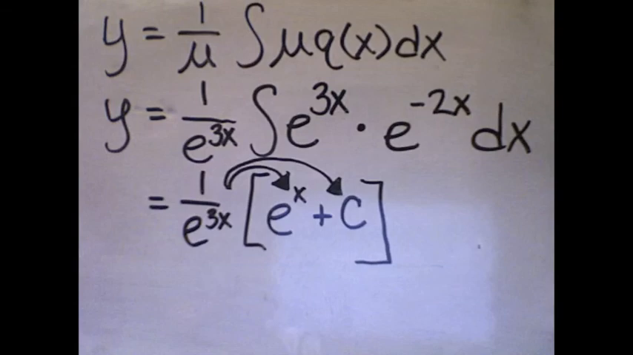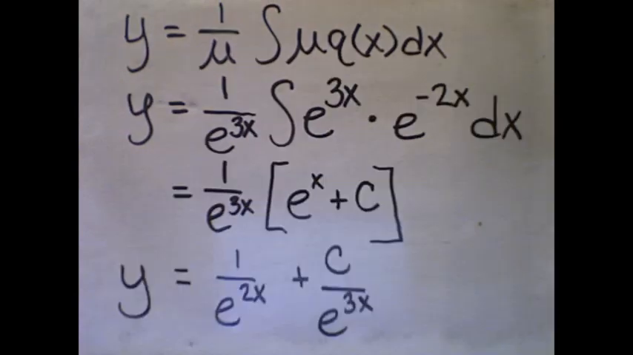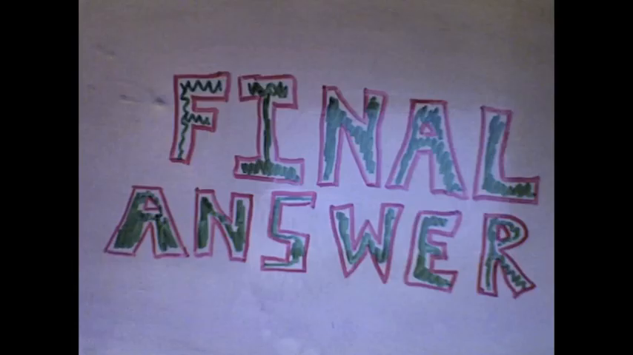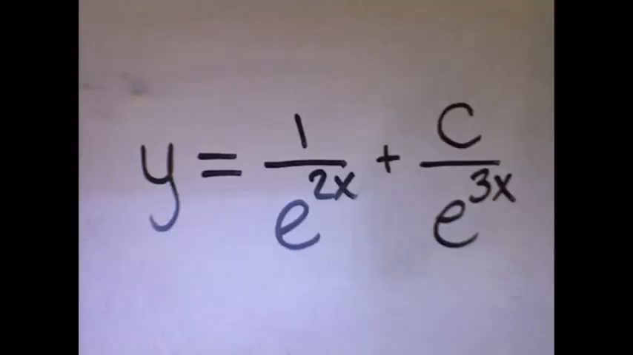After multiplying 1 over e to the 3x by e to the x plus c, we then get y equals 1 over e to the 2x plus c over e to the 3x. And our final answer is y equals 1 over e to the 2x plus c over e to the 3x.